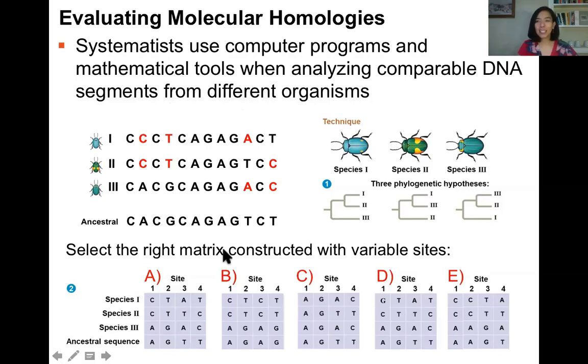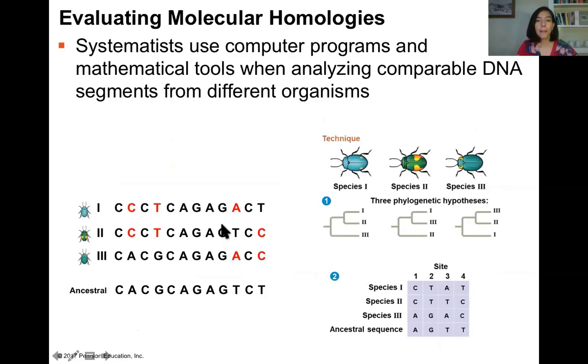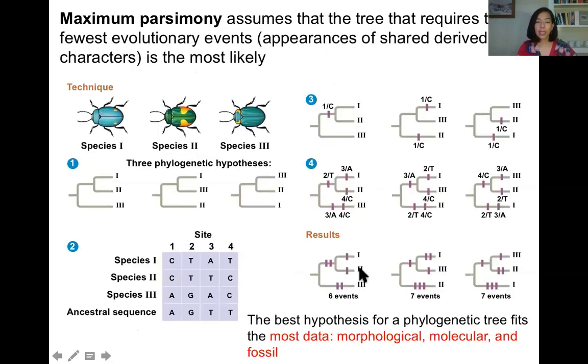Okay, hopefully that was super easy. I helped you a lot. This is the A option. This is the matrix that we selected. The next thing that we want to do is to trace how these substitutions fall into these 3 different hypotheses.